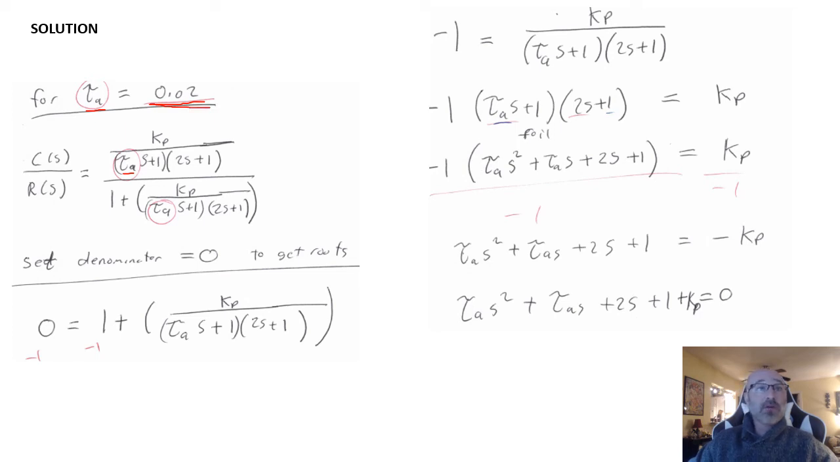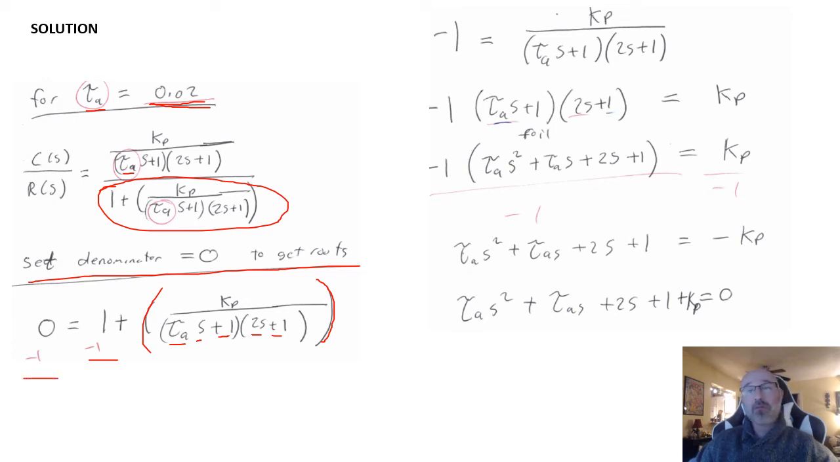So the first thing I need to do in order to get my roots is set my denominator of this guy equal to 0. So I can set this guy right here, my denominator of this, equal to 0 here. So 0 is equal to 1 plus now this whole value here of K sub P divided by my (tau A S plus 1) times (2S plus 1) there. So I'm going to move my 1 over the other side by subtracting 1 from both sides of my equation here. I end up with negative 1 is equal to my K sub P over my (tau A S plus 1) times (2S plus 1) here.